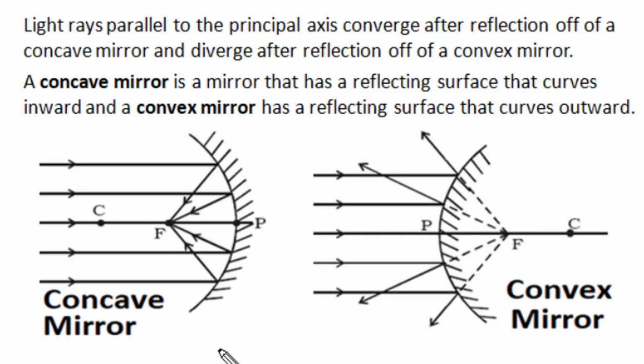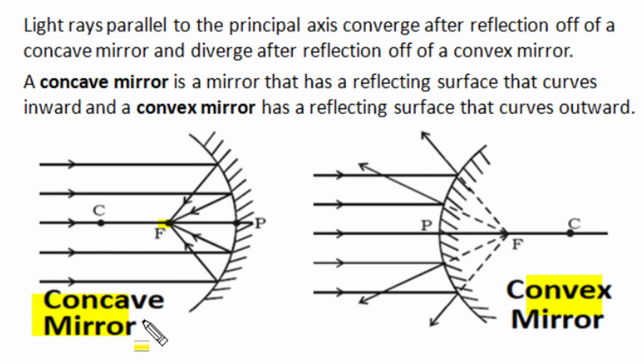So we can say for a concave mirror, the reflecting spherical surface is curved on the inner side, whereas for a convex mirror, the reflecting spherical curved surface is on the outward side, and parallel light beams converge for a concave mirror.